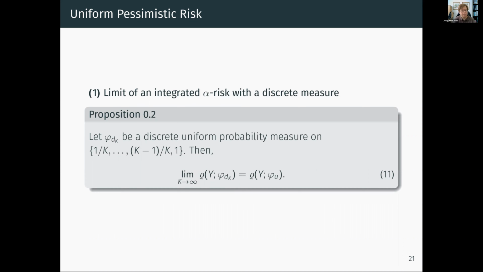So we investigated the properties of the uniform pessimistic risk by showing it is the limit of the integrated alpha risk with a discrete measure. First, let bar delta be a discrete uniform probability measure. On discrete points, we can show that the limit of the general pessimistic risk is equal to the uniform pessimistic risk. It is a simple result of Riemann integration. Okay, then we know that the uniform pessimistic risk is a very simple measure, the limit of the discrete pessimistic risk.